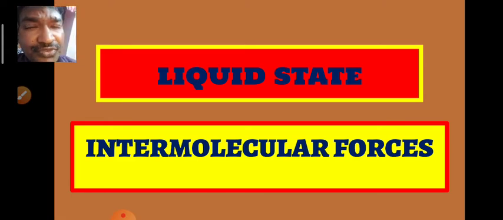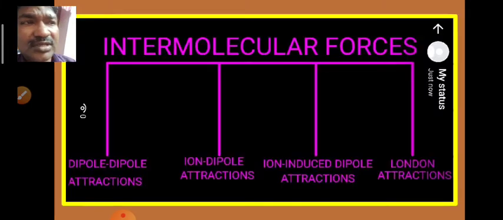Intermolecular forces are the attractions that exist between the atoms of different molecules. If the attractions are present among the atoms of the same molecule, then we call those forces the intramolecular forces. Intra, but here intermolecular forces. So here intermolecular forces are of four types.